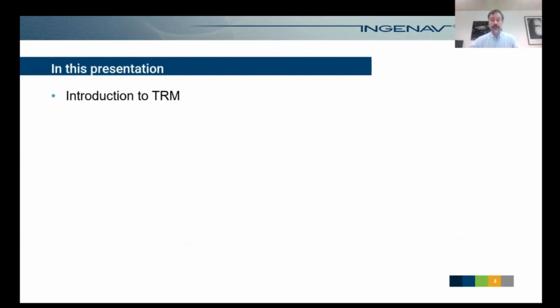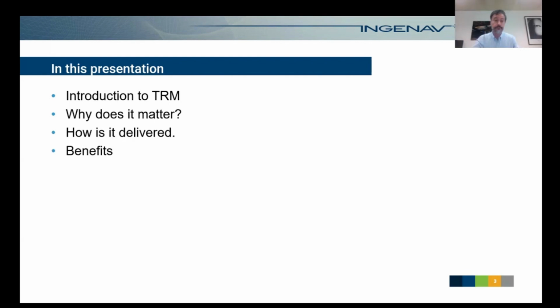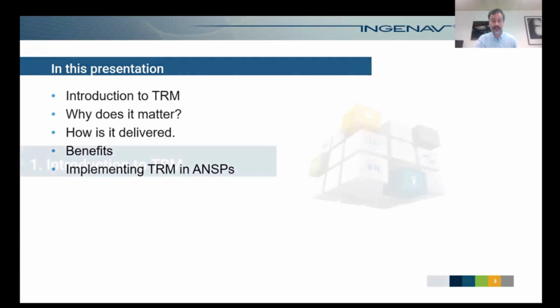So in this presentation, I'll introduce TRM. I will say why I think it matters, the delivery methodology, the benefits we see as an outcome of TRM programs, and implementing TRM in ANSPs as kind of the culmination, the end of the presentation.